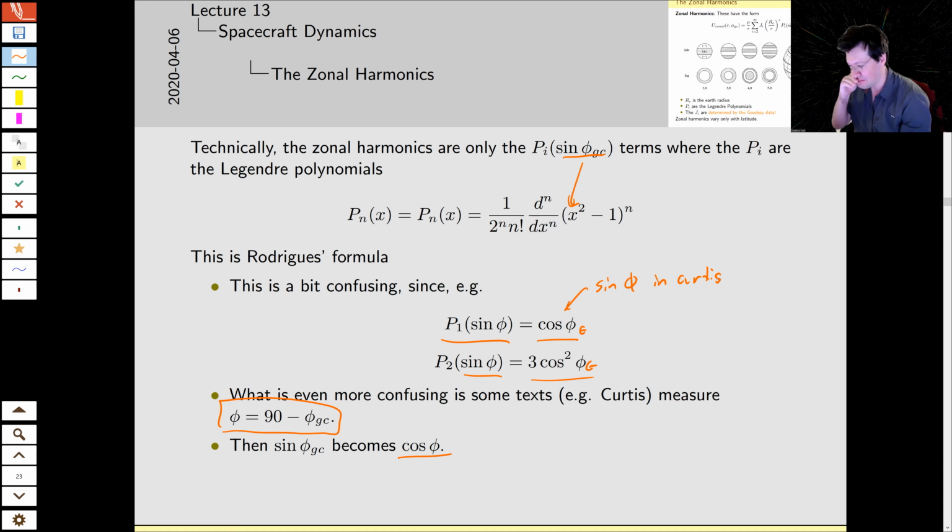So in any case, for us, the first zonal harmonic looks like this: cosine of phi. It has its maximum amplitude at the equator. And at 90 degrees, what's cosine of 90 degrees? It's 0.